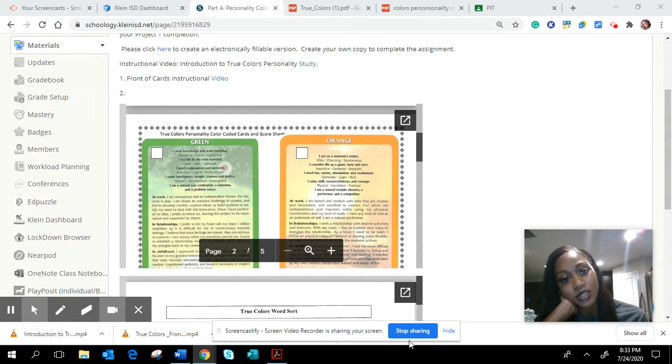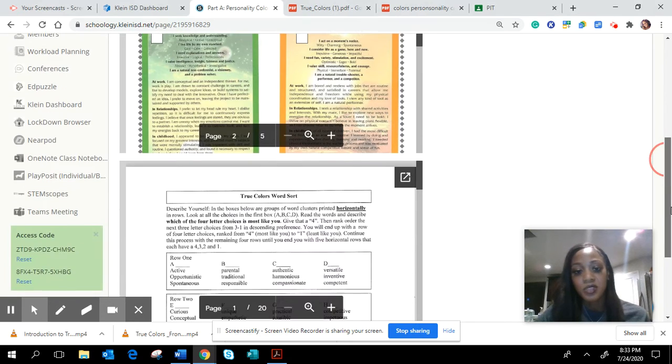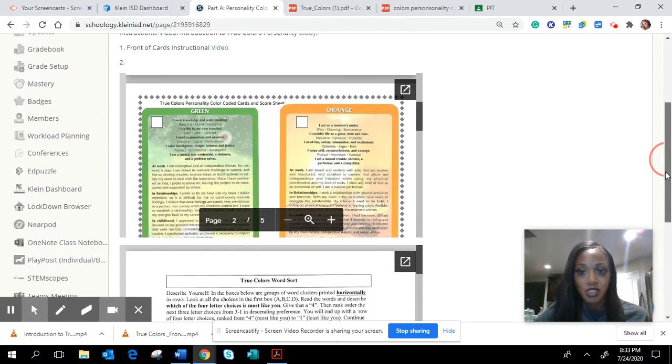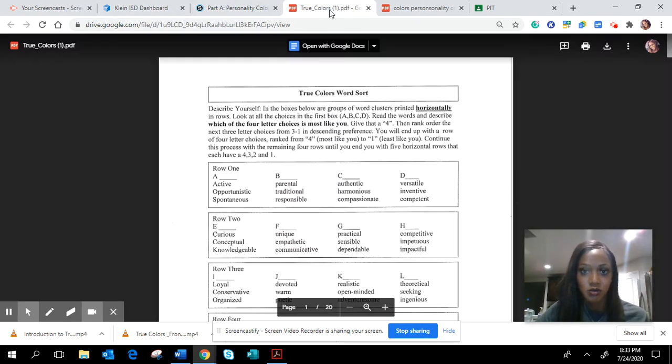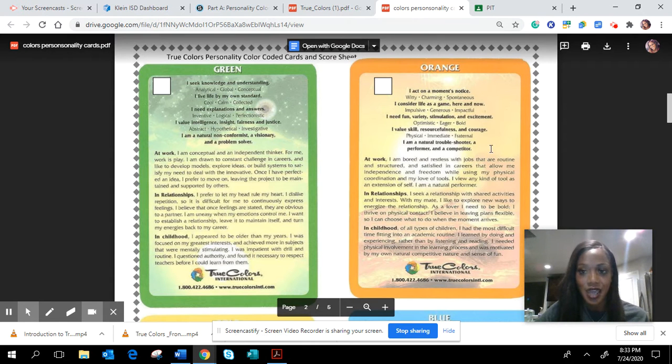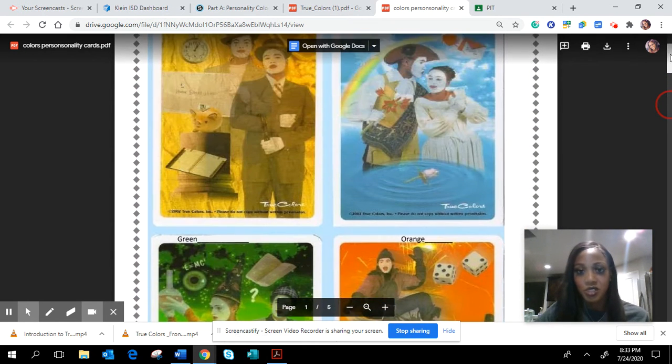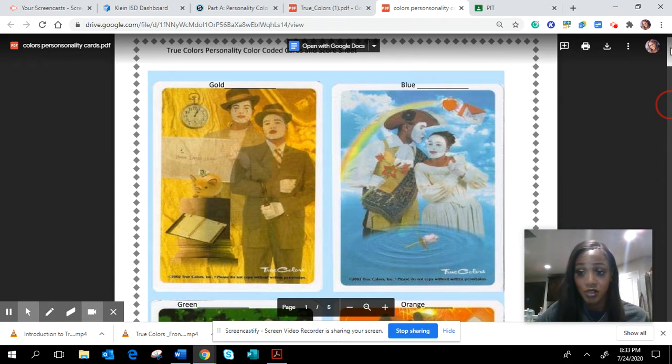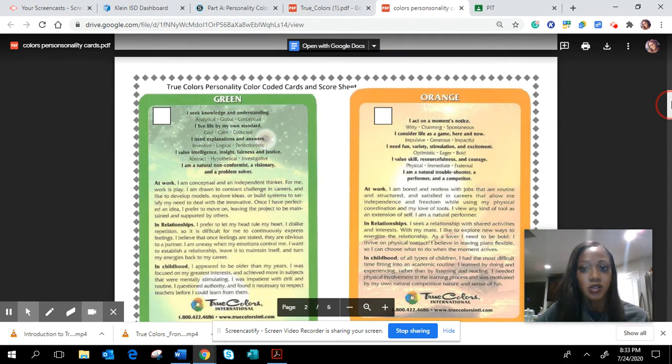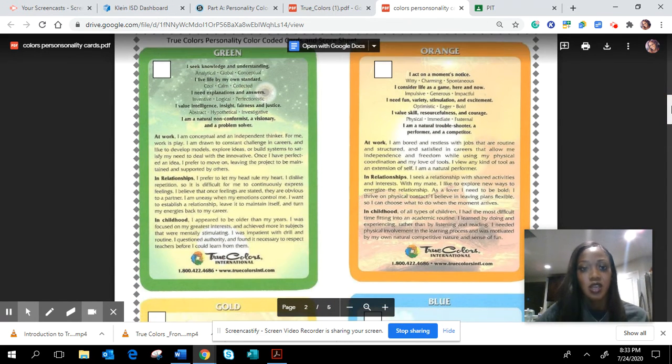So, the next part that we are going to talk about are the color coded cards, which are what we call the back of the cards. For the last part, we actually talked about the front of the cards. So right now, we're going to go ahead and get into the back of the cards.